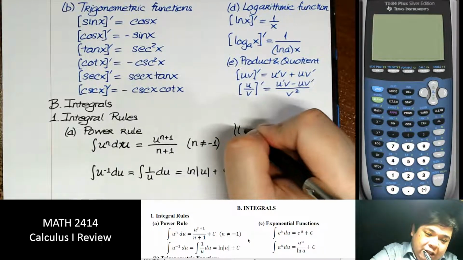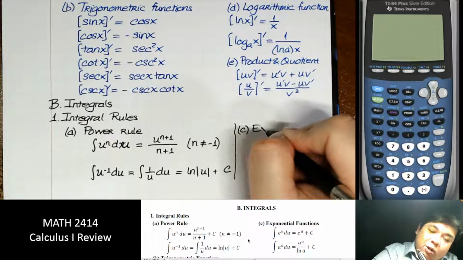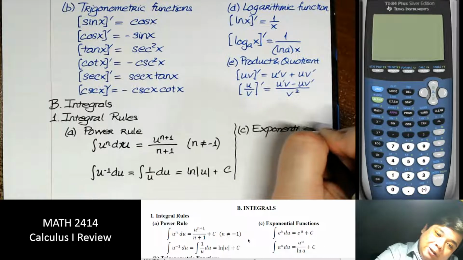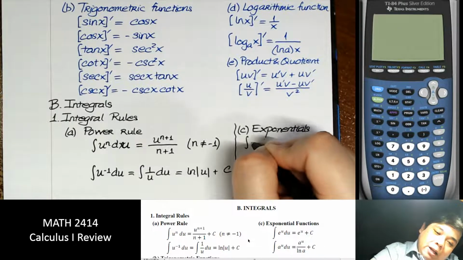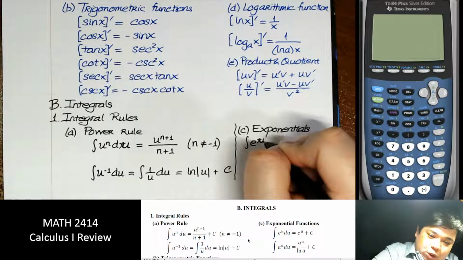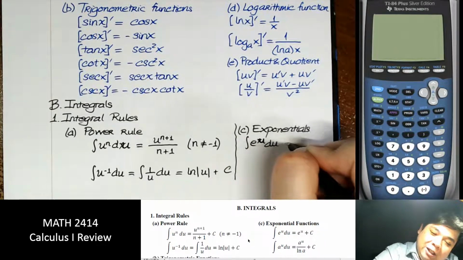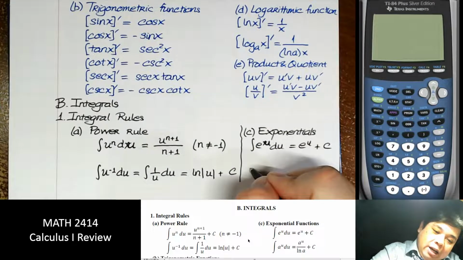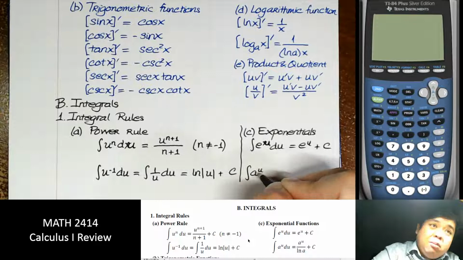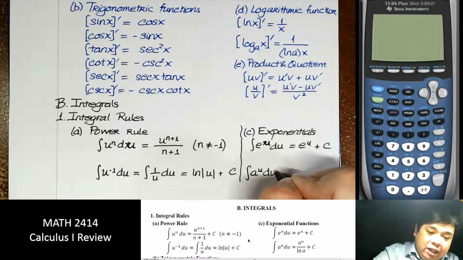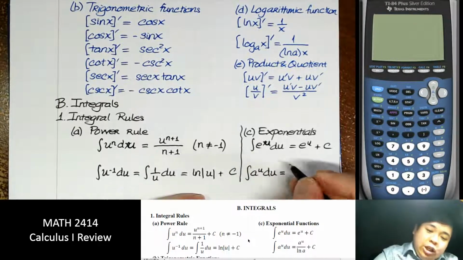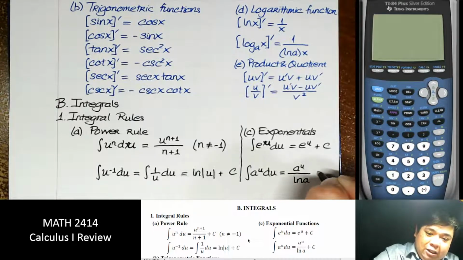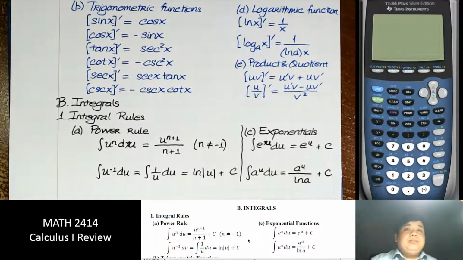And then the exponential rule, or exponents. Integral of e to the u is the same thing. And integral of something else, by something else I mean the base is not e, it's going to be a to the u, and then divide by ln of a. Right.